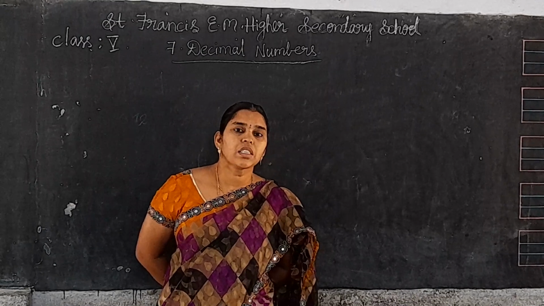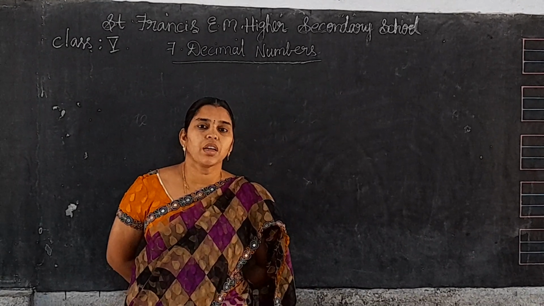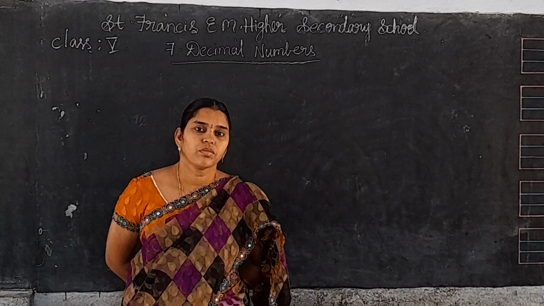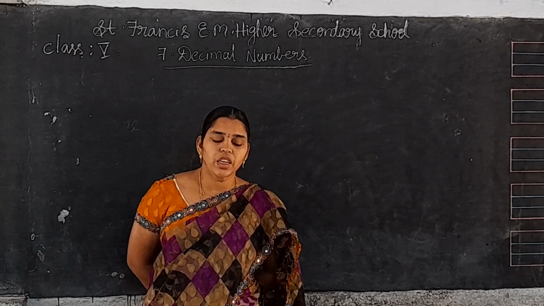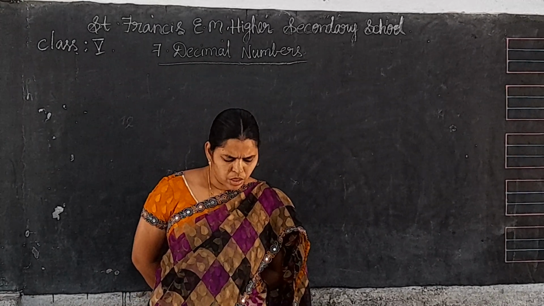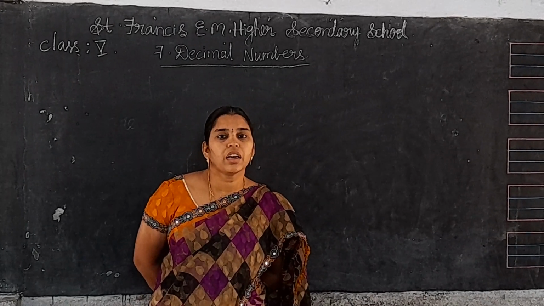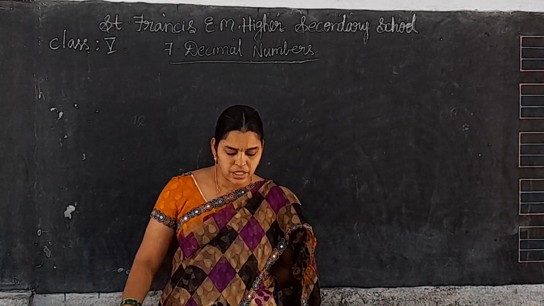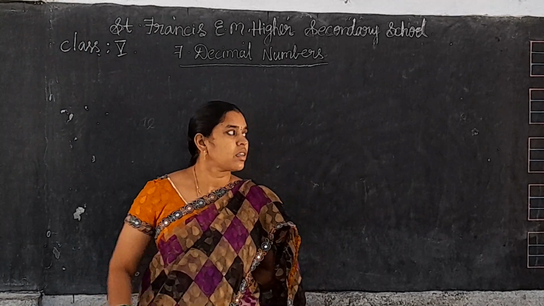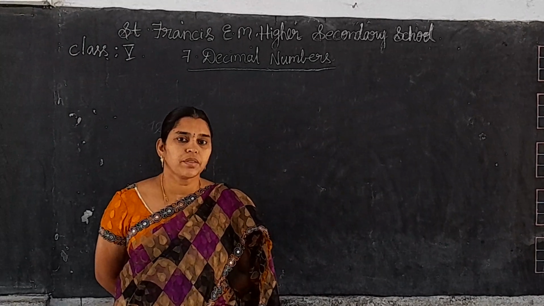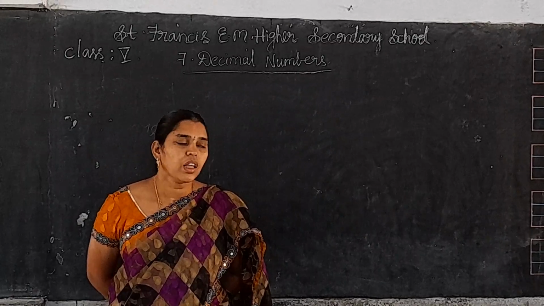In the previous class, I taught the introduction to decimal numbers. What is the introduction of the decimal? A fraction with 10, 100 and 1000 as the denominators is a decimal number. Okay?